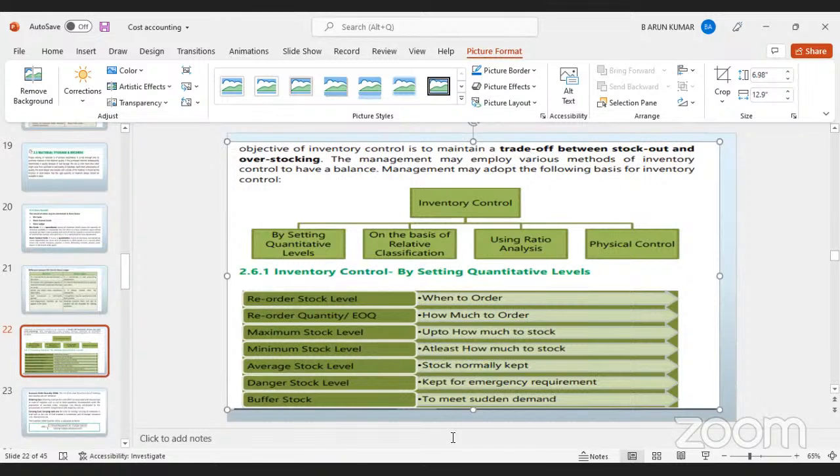And buffer stock means stock for sudden demand. Buffer stock means if we don't purchase in time, we are losing all the orders from the purchasers.